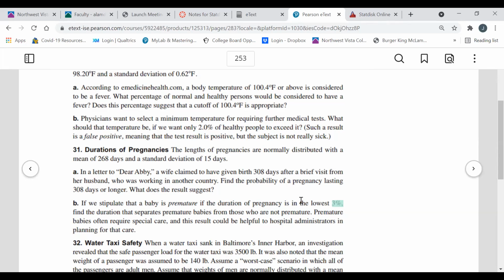All right. So right off the top of the bat, 31, right? What do they give you in the very description of the problem? They're giving you the mean and the standard deviation, right? So let's write that down. So my mean is 268. My standard deviation is 15 days.